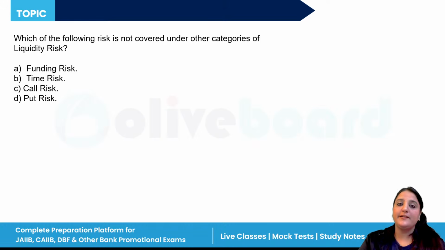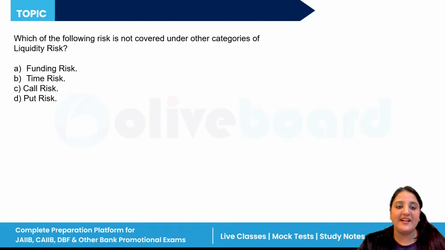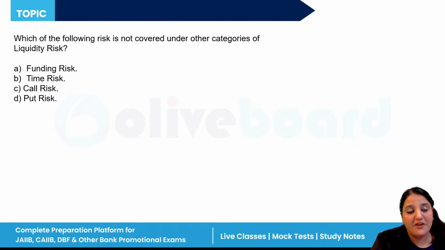Which of the following risks is not covered under the category of liquidity risk? Liquidity exposure can stem from both internally as well as externally generated factors. External liquidity can be geographic, systemic, or any type of problem outside the bank. Internal liquidity includes funding risk, and other categories of liquidity risk include funding risk, time risk and call risk. So the category which is not covered under liquidity risk is put risk, option D.